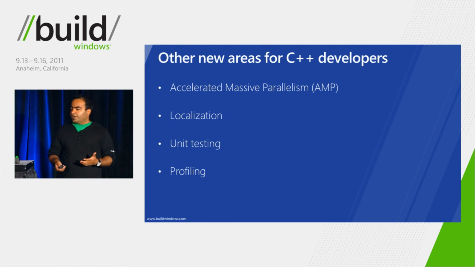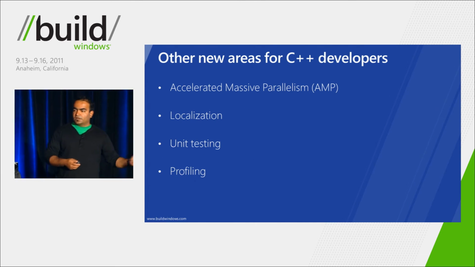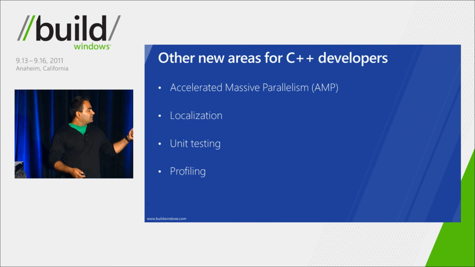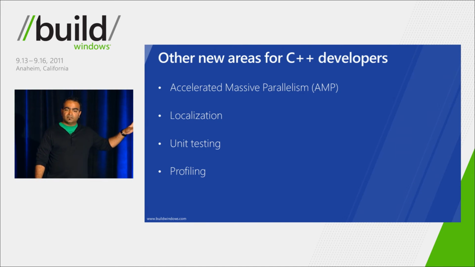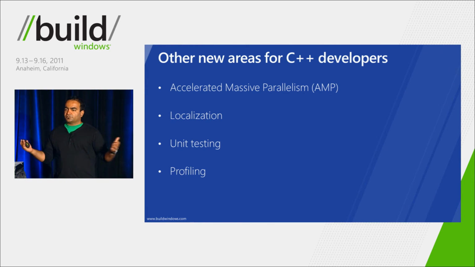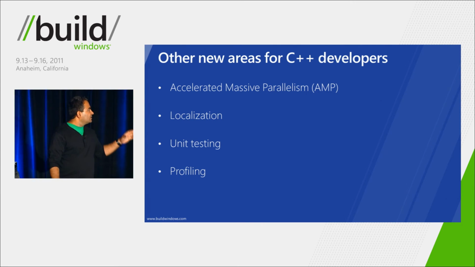There are some other new areas for C++ developers that we are not covering in this talk. The first one is AMP. Daniel Moth back there has a talk on Friday that goes into that, which you should absolutely go and see. It's basically writing straight C++ code that you can run on your GPU. And it's amazing, right? I mean, I love that feature.